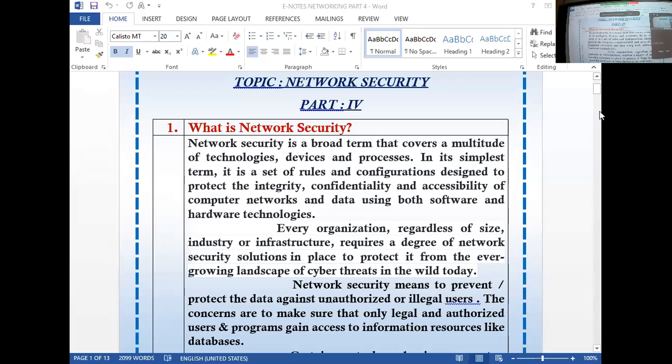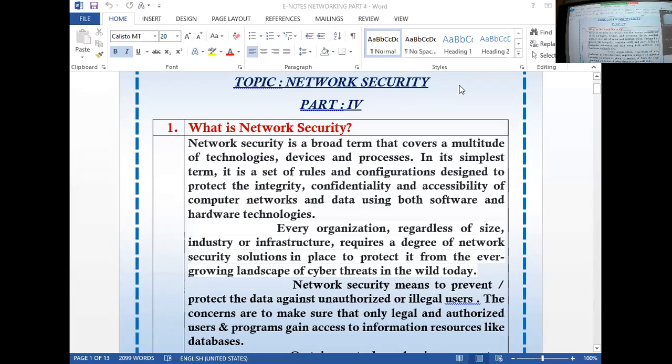So students, our today's lecture is Networking Part 4, network security. Now, what actually is the meaning of network security? Network security means to protect your network from unauthorized or illegal persons.